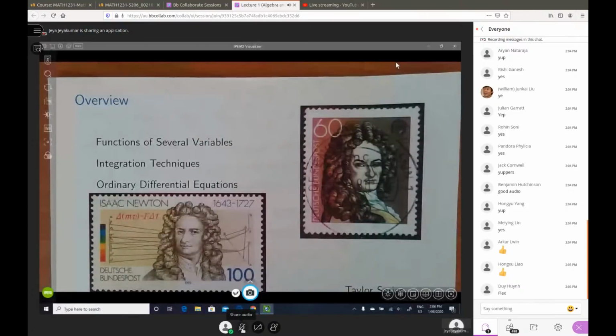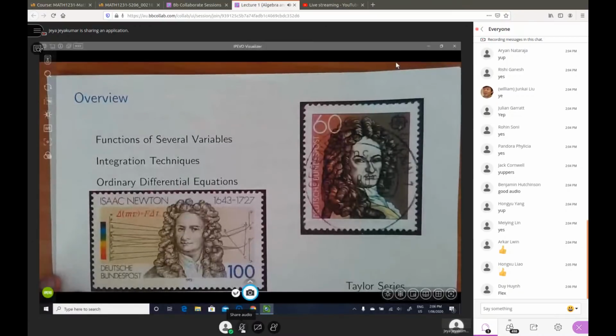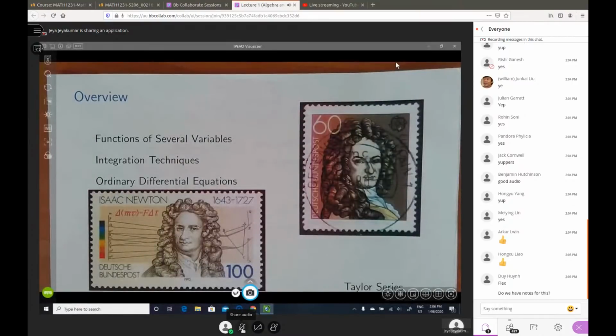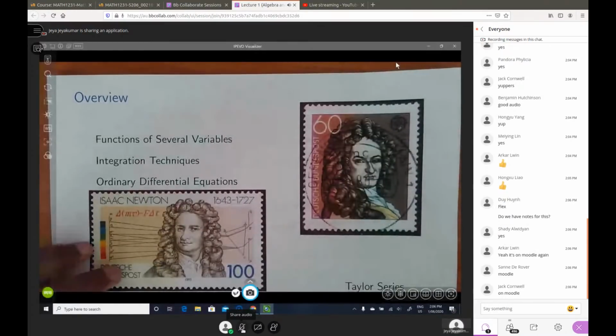First one is functions of several variables, then integration techniques, and ordinary differential equations, and Taylor series, and sequence and series, and the last topic is on averages and arc length and surface area, and so on. So basically, in the term 21231, we'll be looking at applications of calculus techniques. How many people are watching it on YouTube?